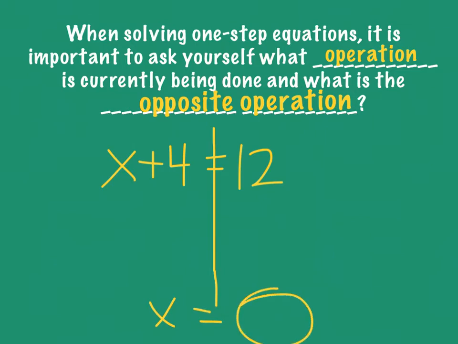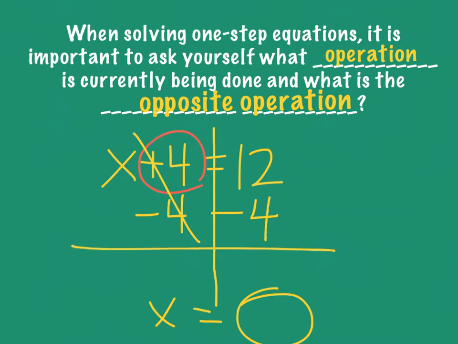So in order to get to that point, we have to get rid of this positive 4. Now, if we think back to our integers unit, we know that when we add two opposite integers together, it equals 0. So we have positive 4, and if we take away 4 from that, we end up with 0. They cancel each other out. Then our mirror tells us that if we take away 4 from the left-hand side, we also have to take away 4 from the right-hand side. So now we're left with just that x on the left-hand side, x equals, and 12 minus 4 is 8.